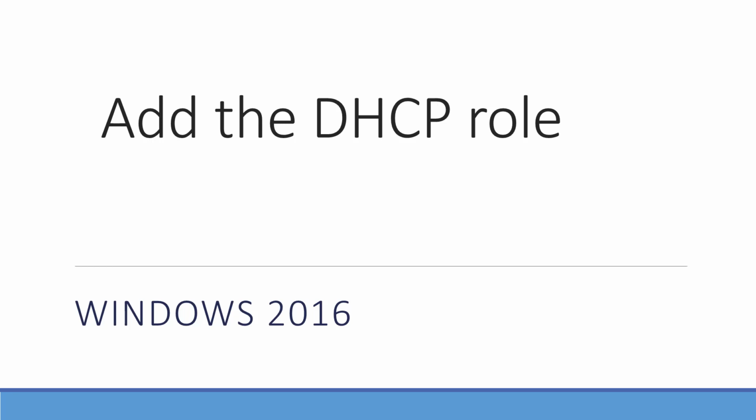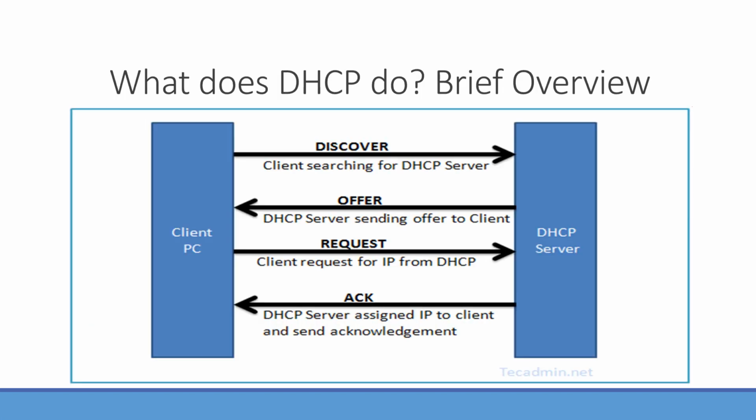Hello everyone, today I'm going to be talking about the DHCP role and how to add it. But first, let's go over and talk about what a DHCP is and what it does. So basically, a DHCP automatically sends an IP address to the client.